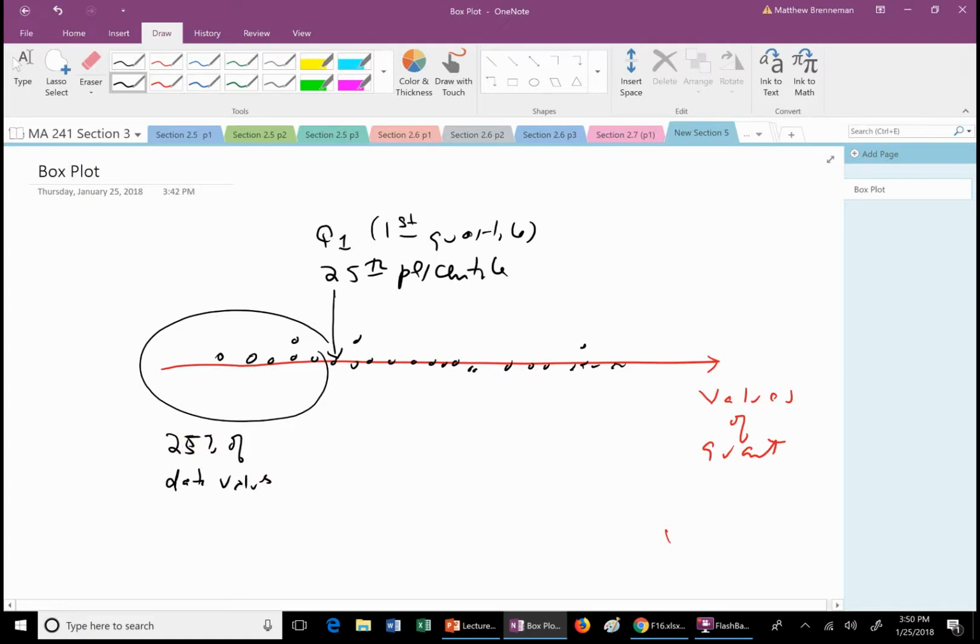And so Q stands for quarter, right? First quartile stands for 25%. If you had an SAT score that was in the 25th percentile, would that be good or bad? Bad. Because it means 75% of the people scored above you, right? And so we're going to look at the third quartile, which we call Q3.